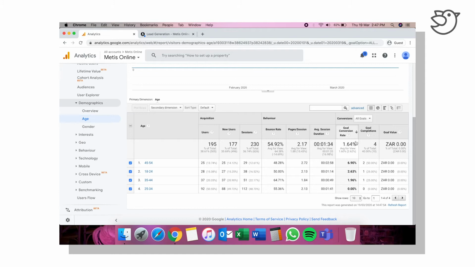And if I look at that, it's telling me right now that 45 to 54-year-olds have converted the best on my website, and then how many actual conversions happen. Goal value is if you decided that a lead is worth something to you. So you could actually assign a value to it. So again, it's a little bit more complex, and I wouldn't really worry about it just for our beginners lesson for Google Analytics.